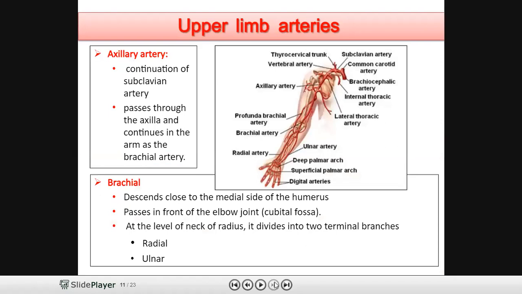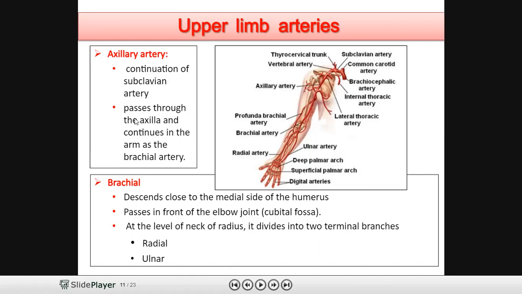Okay, now the upper limb. What are the arteries of the upper limb? The upper limb is your hand, your arm, and your forearm. This whole region is your upper limb. So what are the arteries of the upper limb and where are they coming from? The first one is called the axillary artery. We already said that this axillary artery is a continuation of the subclavian artery.